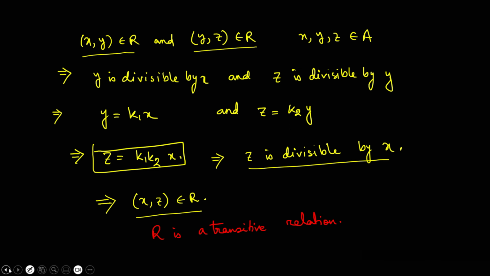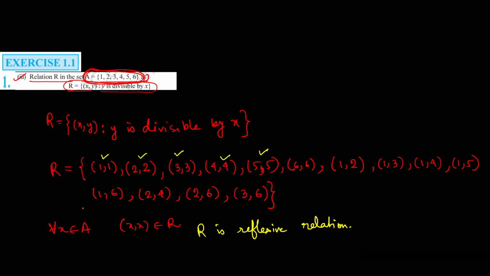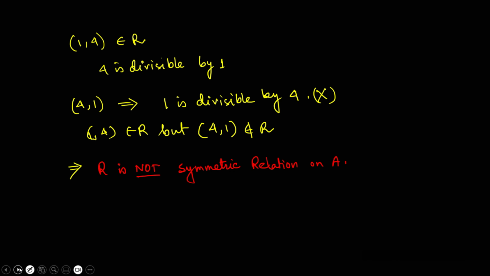And you can also check from the listing of the elements of R that (1,1) is there, (1,2) is there, that means (1,1) and (1,2) are there in R, that means (1,2) is in R, because this is y and this is x and this is z. So (x,z) means (1,2) is in R. So similarly, you can check to ensure that R is a transitive relation.